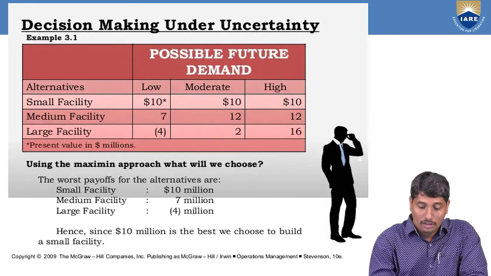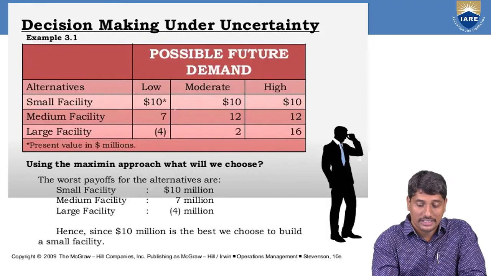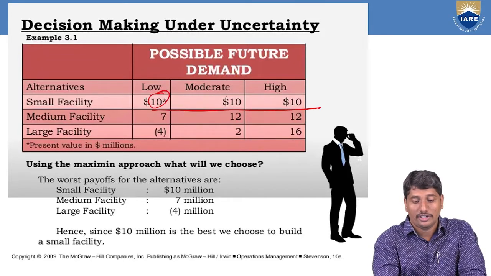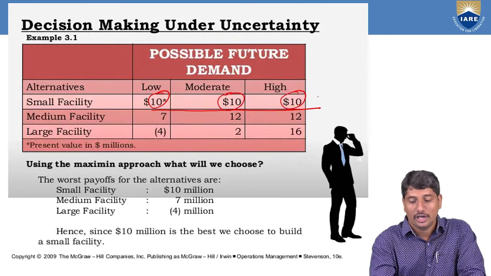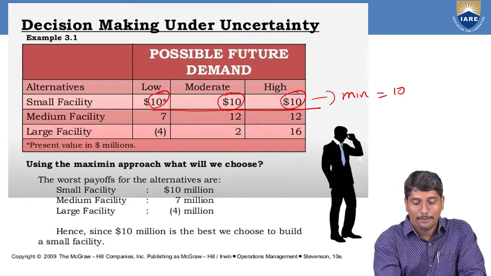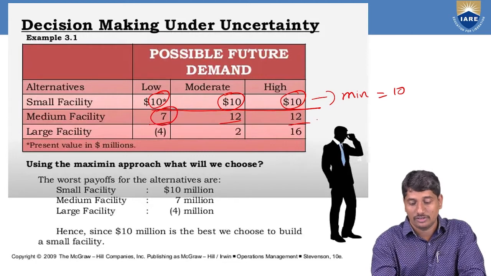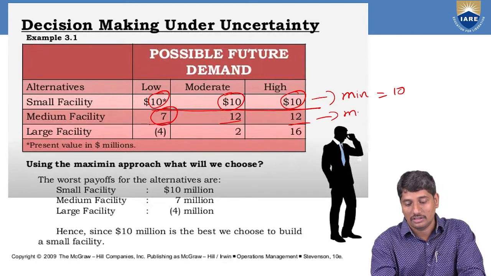Here we are selecting the minimum of 3 numbers in each row. When we buy a small machine, we will have $10, $10 profit. Among them, minimum is 10. Second, when we buy a moderate machine, we will have these payoffs. Among this, what is the minimum? 7. So minimum is 7.